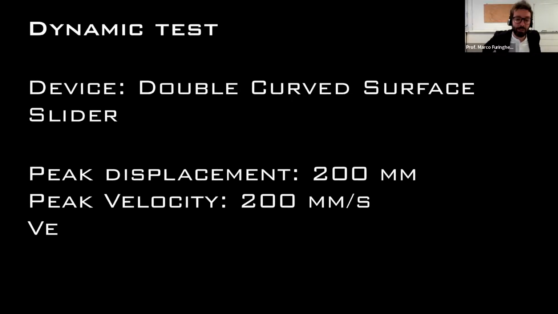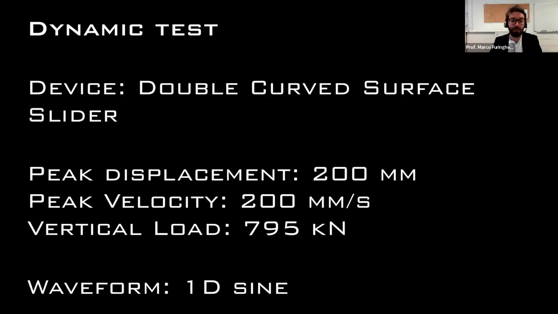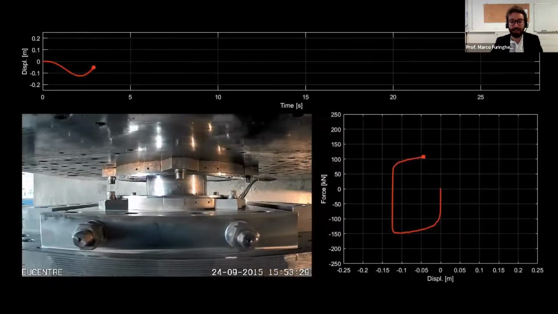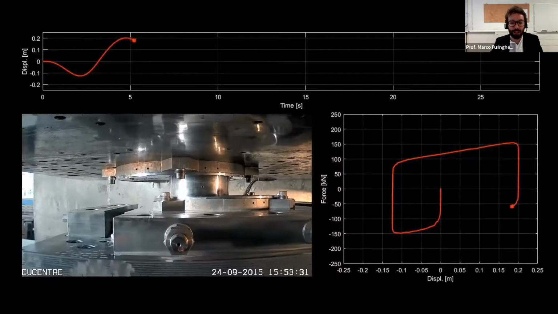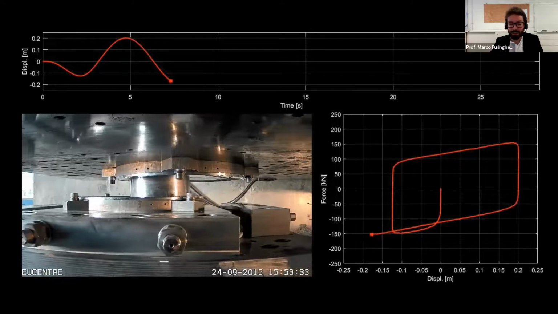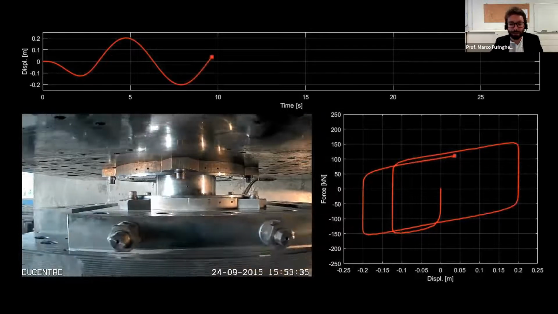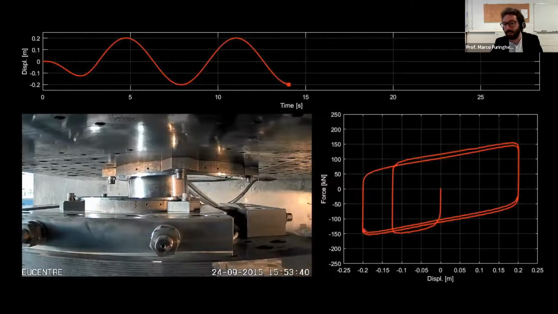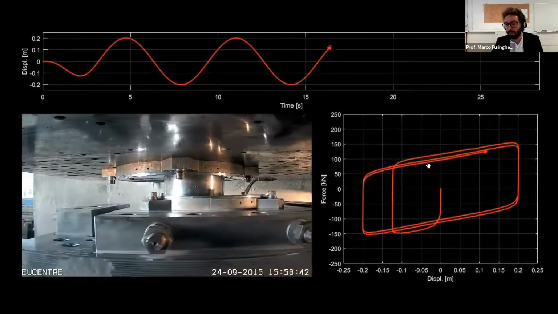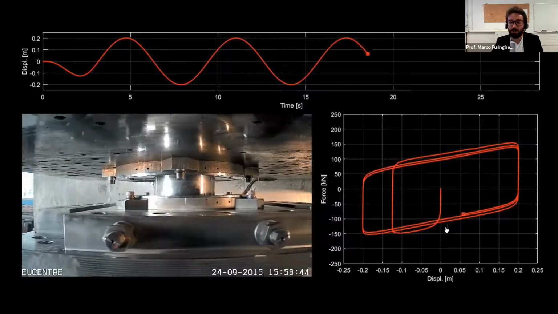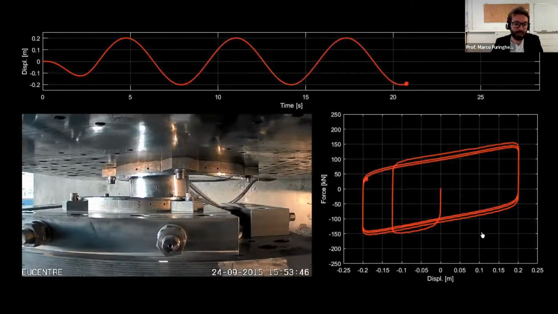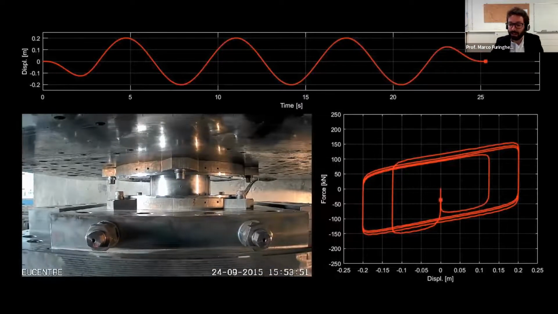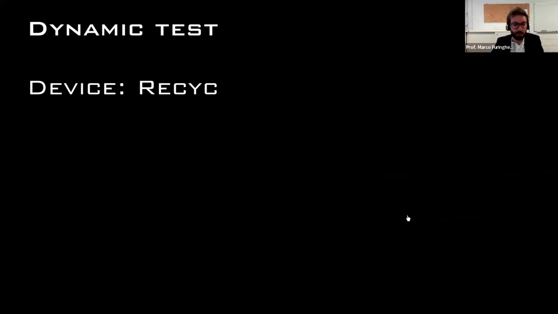And now I will show the experimental behavior of a double curved surface slider. I think that this video was the one shown yesterday. And this is actually the experimental outcomes that we are going to consider tomorrow. Exactly like this. We see that there is a sort of degradation of the friction coefficient as there is the application of multicyclic excitations. This is actually what we are going to measure tomorrow.